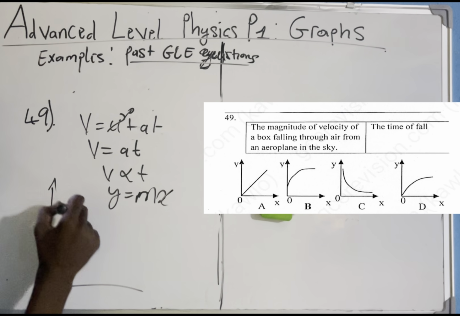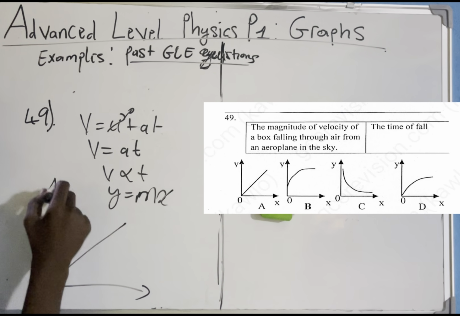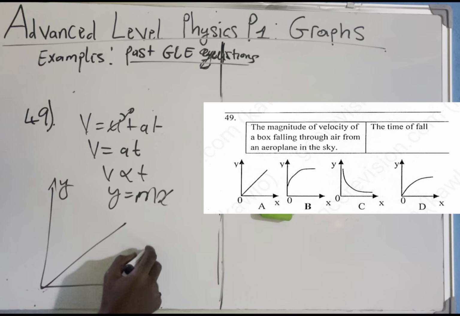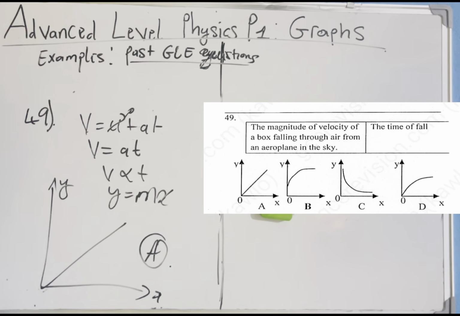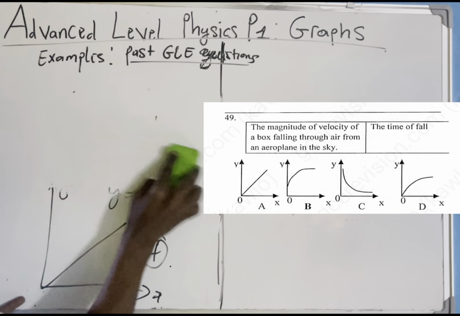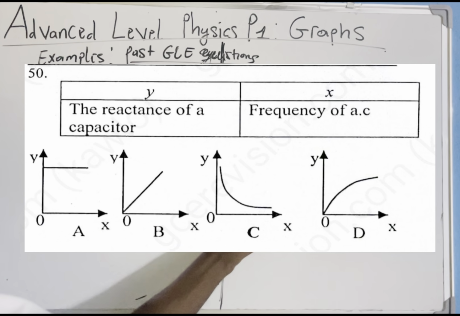So the best way for us, this is an equation which is starting from the origin. It's a straight line equation, making the best proposal to be A. As easy as that. Okay, now 50.